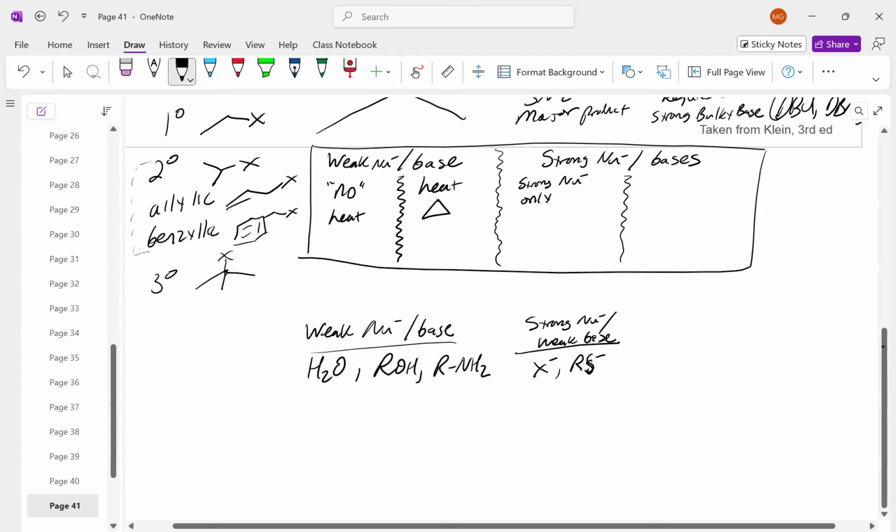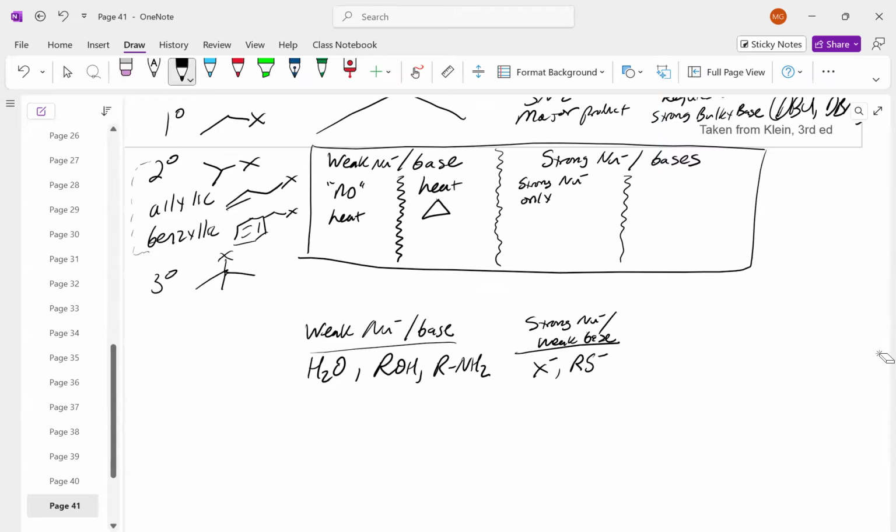RS minus. So if a thiol has been deprotonated, or even if it's still protonated, that's a very good nucleophile because it's a large atom. It's very highly polarizable. We talked about that term polarizability earlier. And then we can throw in CN minus into that mix as well. So all of those things make good nucleophiles, but are weak bases and influence SN2.